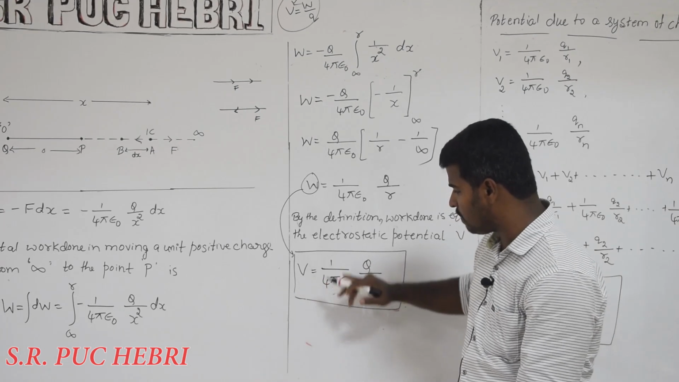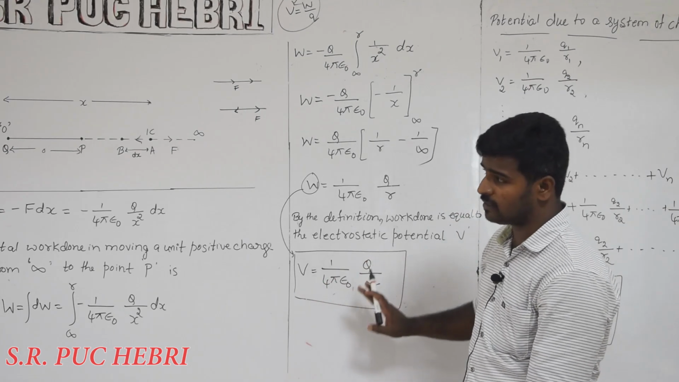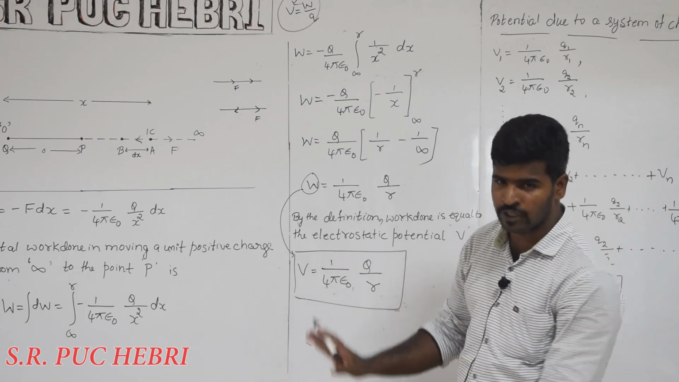Therefore V is equal to 1 by 4 pi epsilon naught Q divided by R. Hence the proof. Very important 5 mark question along with the definition.